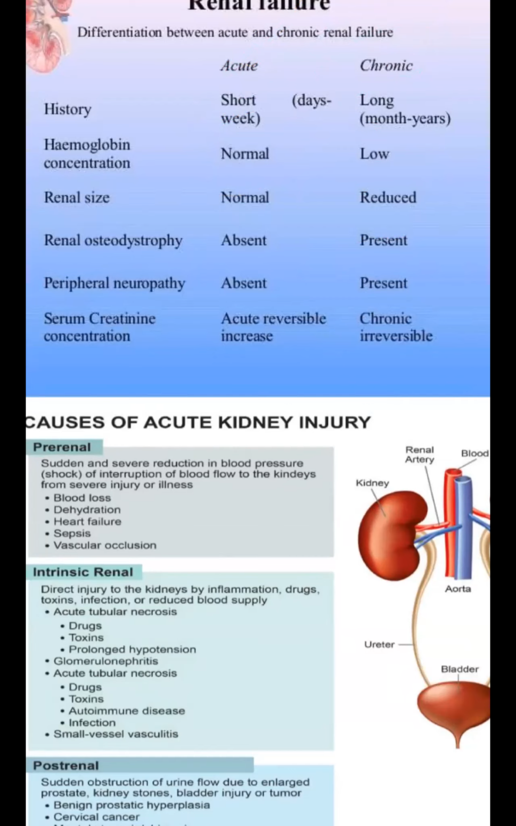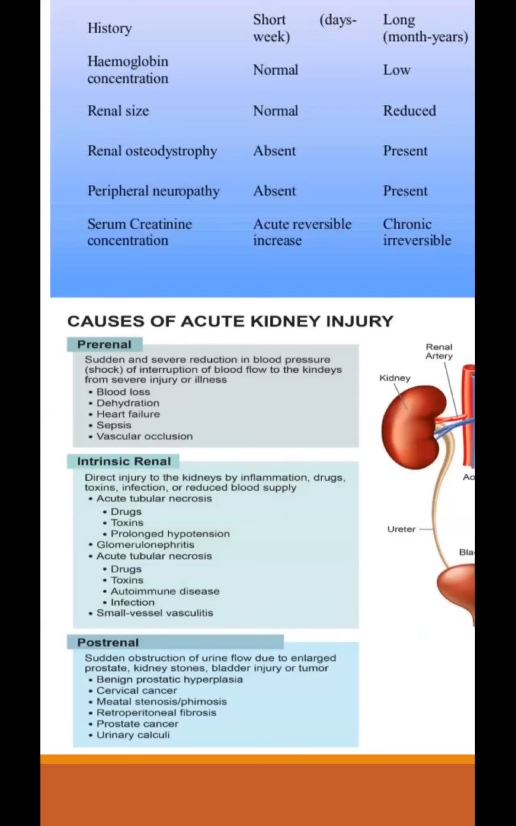Causes. We have to understand the pre-renal cause. Pre-renal cause means sudden severe reduction in blood pressure: blood loss, dehydration, heart failure, sepsis. This is the pre-renal.